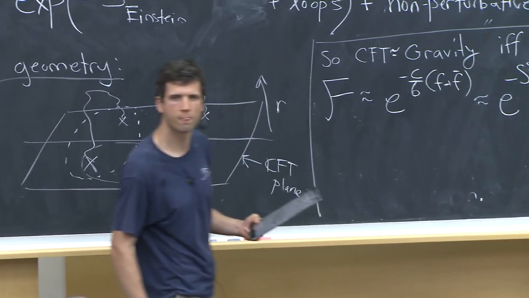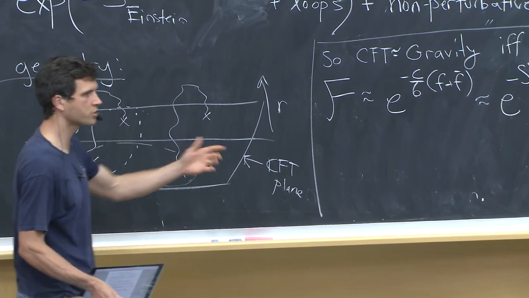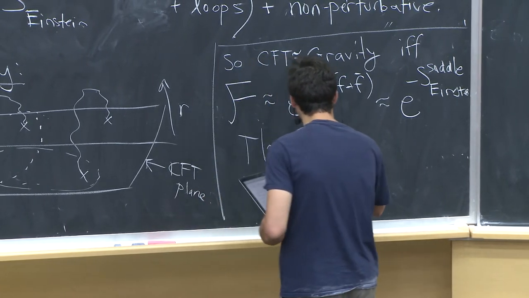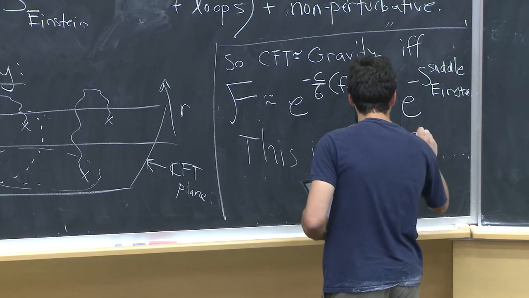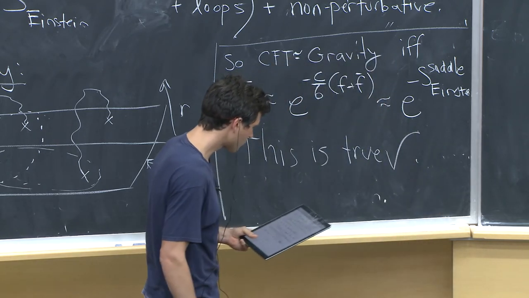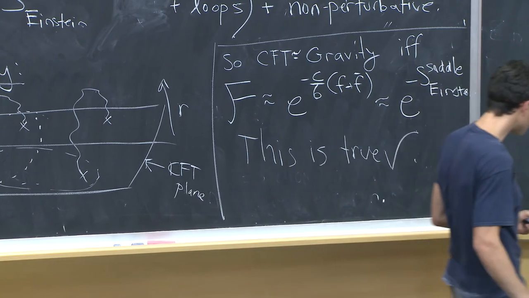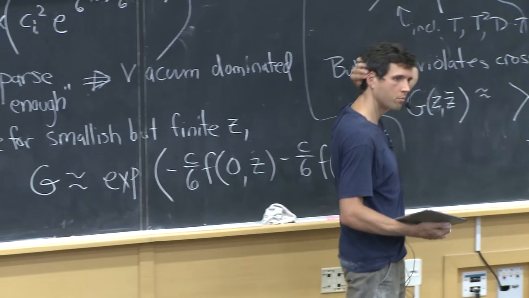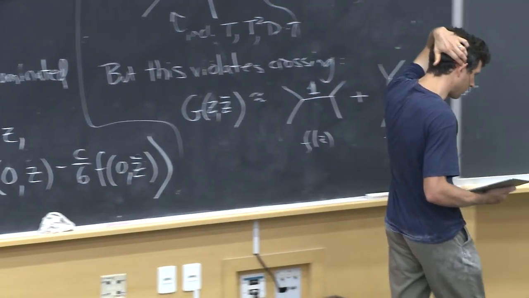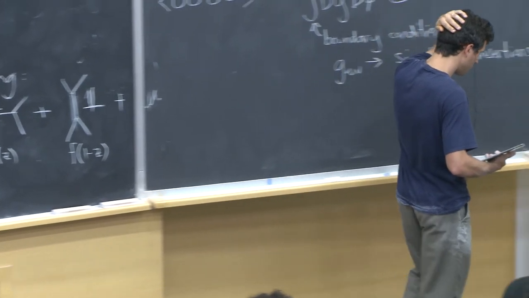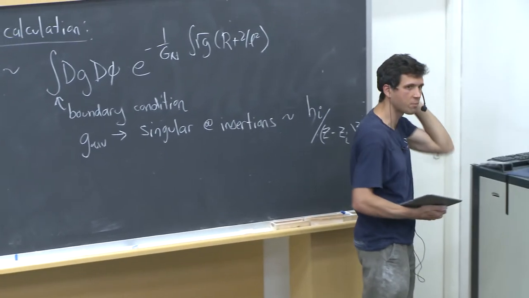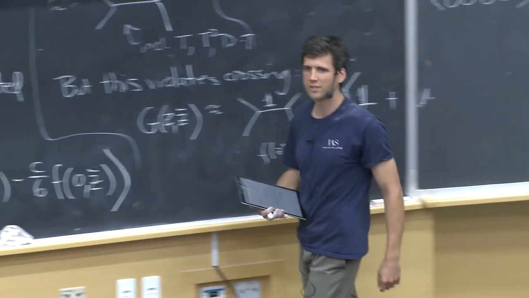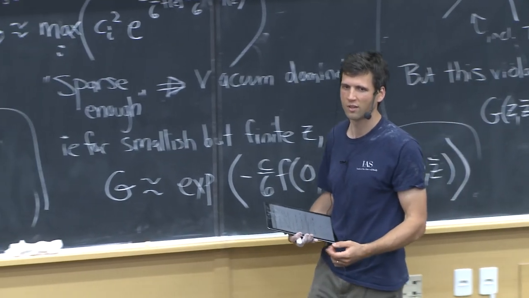Other questions? OK, so this has to be true for holography to work. So of course, it is true. I won't have time to derive it, but I can tell you a couple of ways that you can check it. One way is just brute force. If somebody handed you the Einstein action, then you could just take the Virasoro conformal block, take its log, take the large C limit, and check if it's equal.